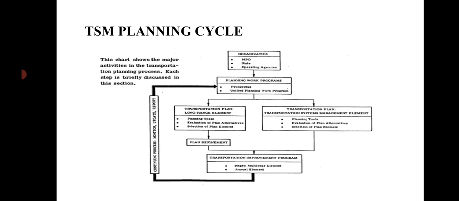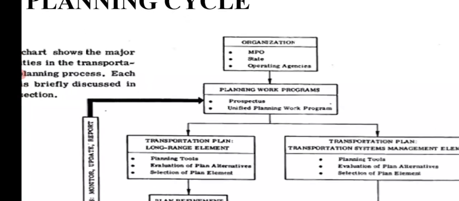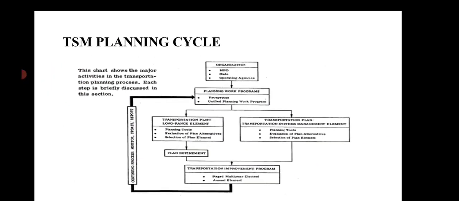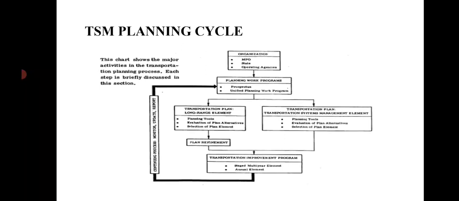They are, first one is the organization. So organization means MPO. MPO means Metropolitan Planning Organization. Okay. So MPO, then operating agencies, etc. So for example, like we have CIDCO. CIDCO is City and Industrial Development Corporation. So that is a particular organization which is responsible for the planning and implementation of the development plans in various areas.